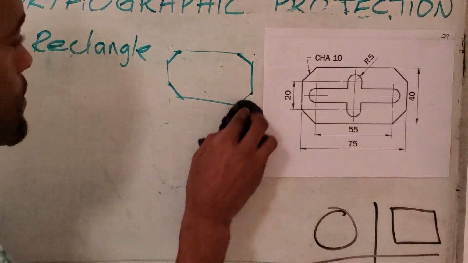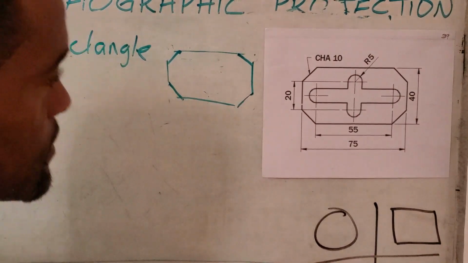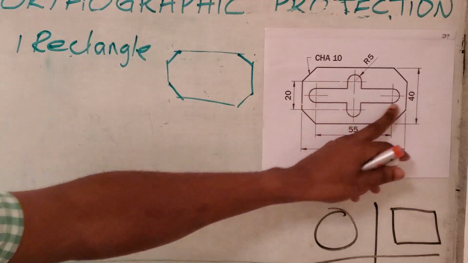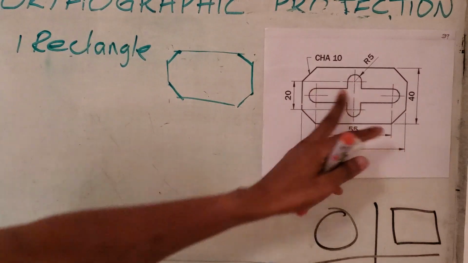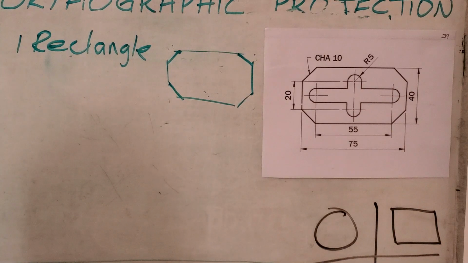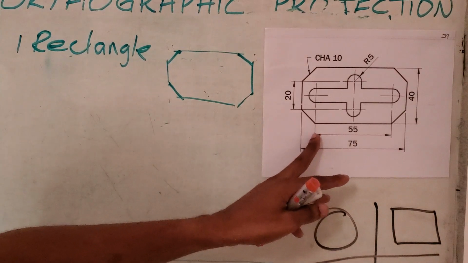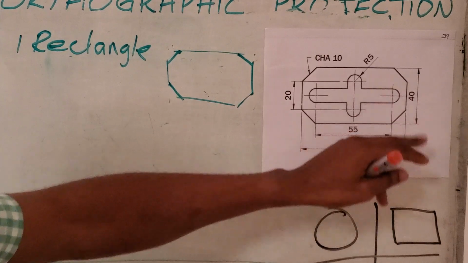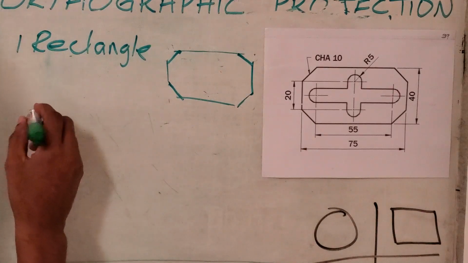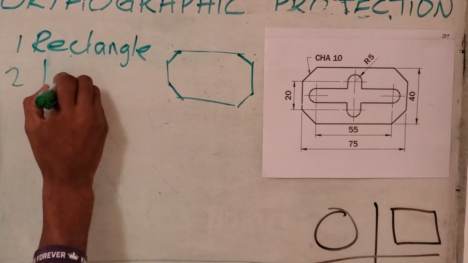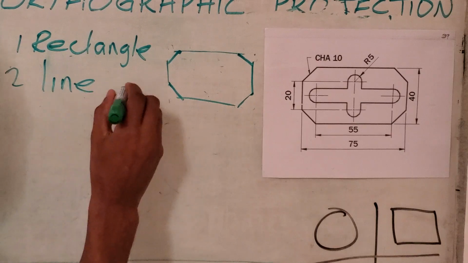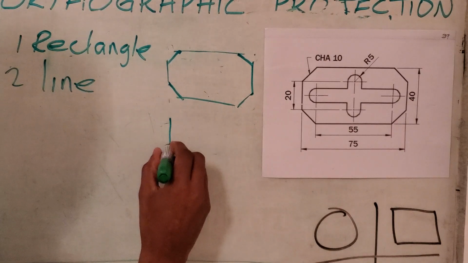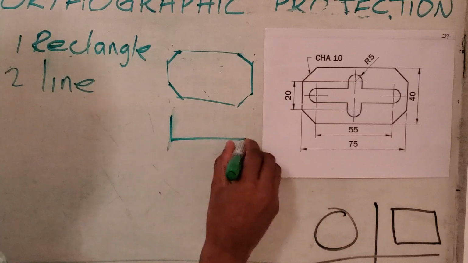The next step is to draw the inner section here. This could be done again using several methods. So let me see which one I'm going to use. We could use line, we draw a line, 55 and 120. So draw a line, number 2 is line, L for line, 20 by 55.